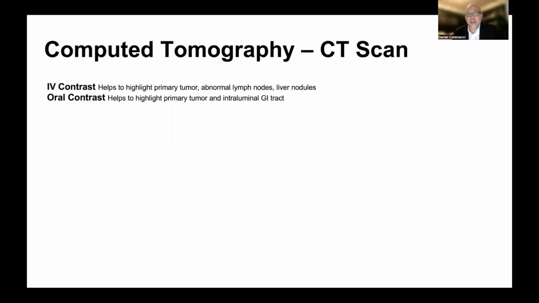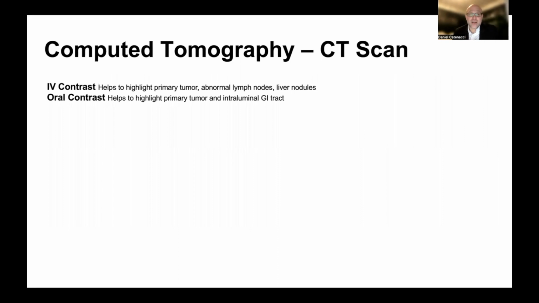It's basically three-dimensional x-rays. And there are two contrasts that are usually given with it, particularly when we're looking at gastroesophageal cancer. And one is intravenous contrast, IV contrast, which helps to highlight the primary tumor, any abnormal lymph nodes throughout the body, abnormalities in the liver, for example.